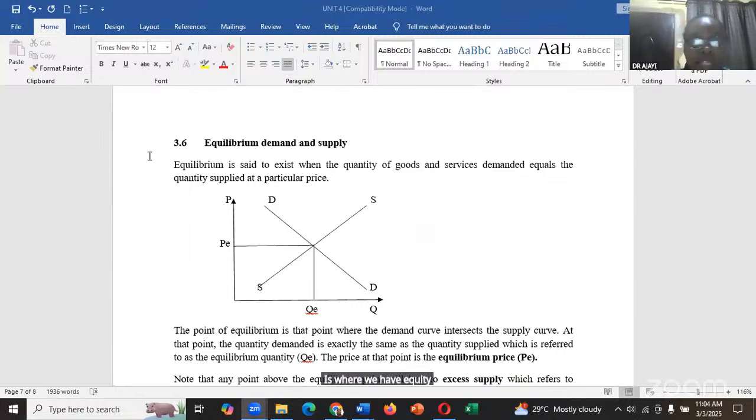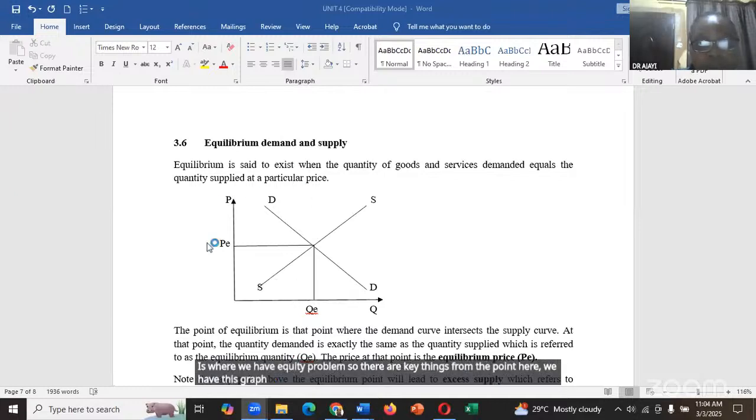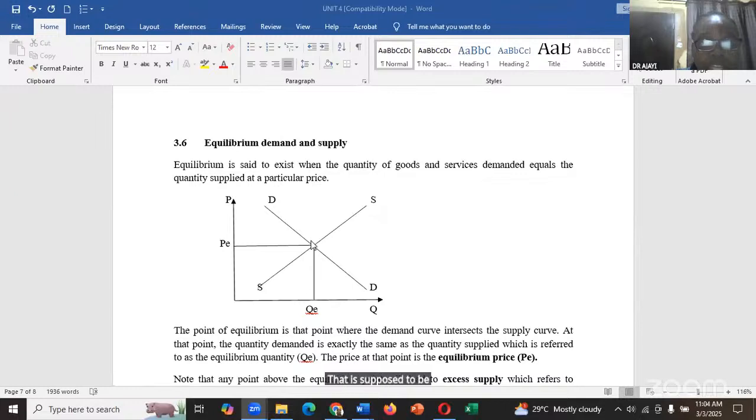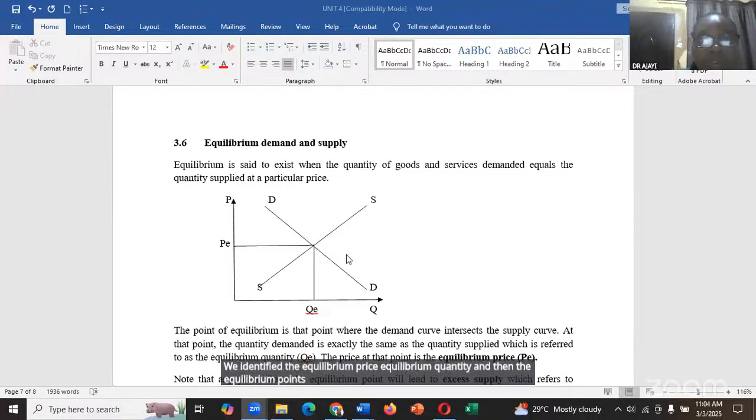So there are key things from this point. We have this graph. From a typical graph of equilibrium, when you look at the demand curve that is downward sloping, and you look at the supply curve that is upward sloping, we identify three major things with equilibrium. We identify the equilibrium price, equilibrium quantity, and then the equilibrium point. So a typical question could ask you to show the equilibrium point.